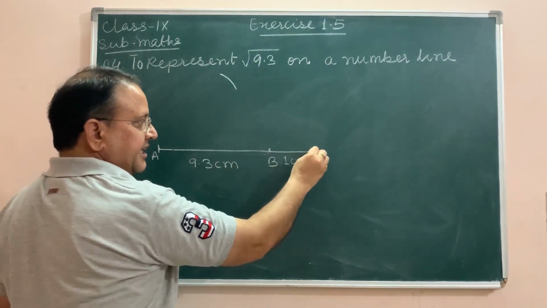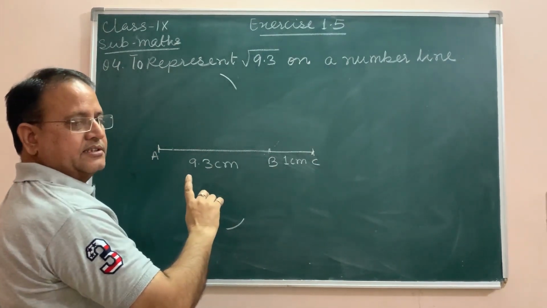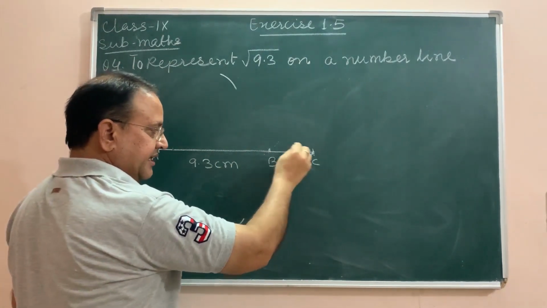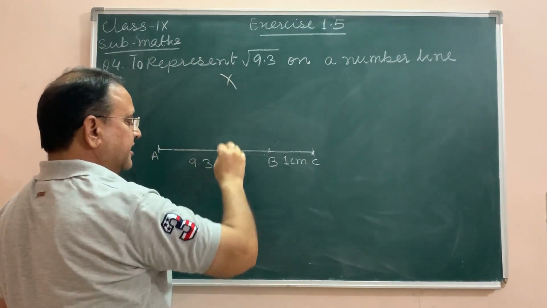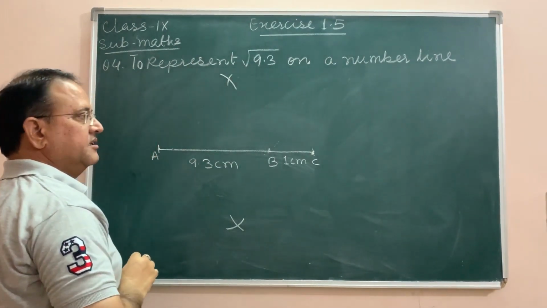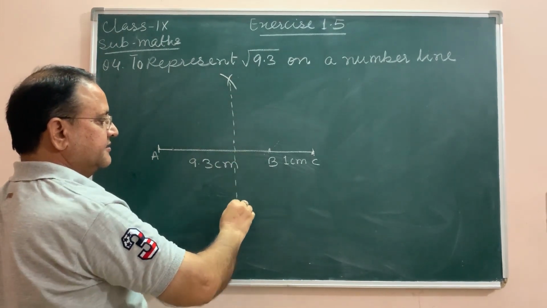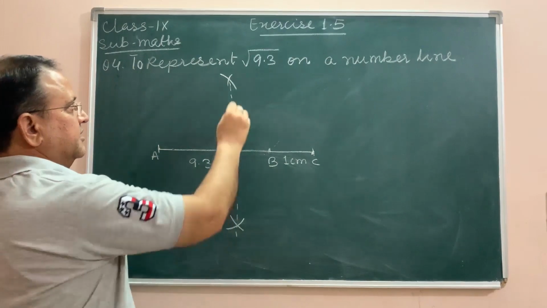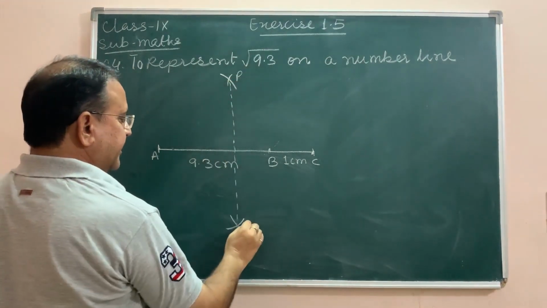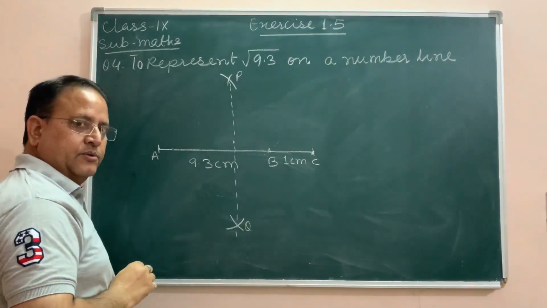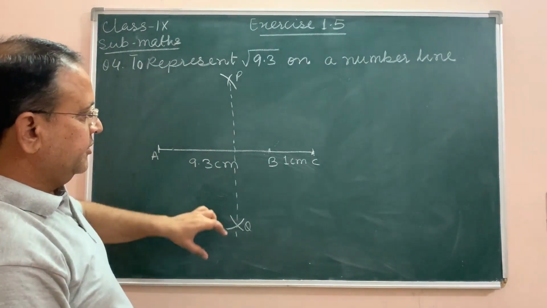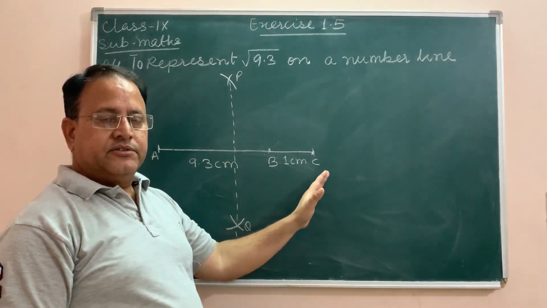Then with C as center and same radius, we will cut these two previous arcs and we will join them. These points we can take as P and Q. So PQ is the perpendicular bisector of AC.